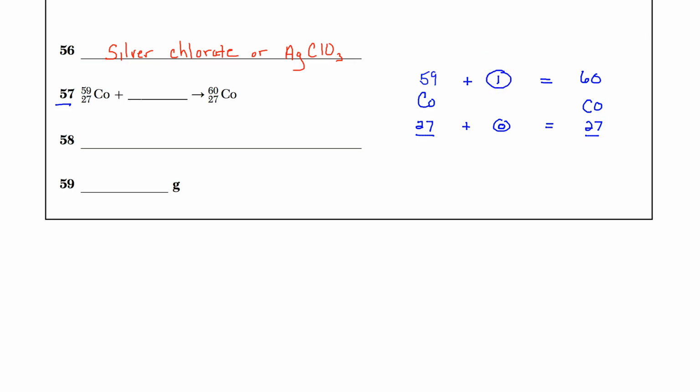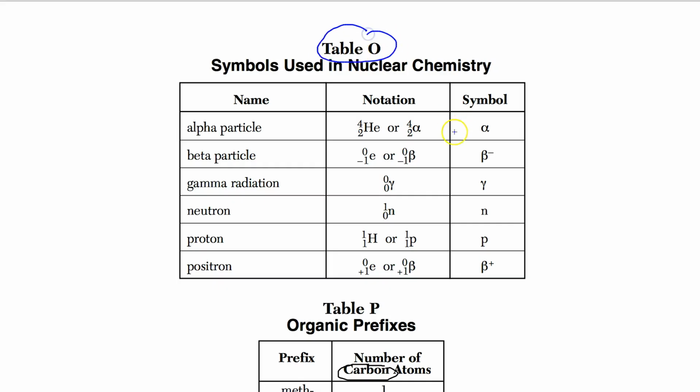So what particle has a 1 above it and a 0 on the bottom? And if you look at table O, that's an N. Now how do I know? Go to table O. Here's table O in all of its glory. Remember, table O? Then we got the neutron, 0 on the bottom to show it has no charge, and the mass of 1. And that's the particle that you needed for the point.